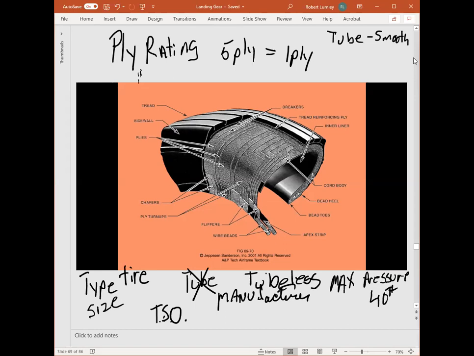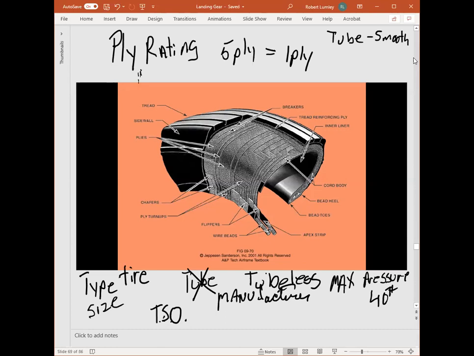Now, a tubeless type tire also has an inner liner, and that inner liner is designed to act as a tube to hold in the gas. But because there's no tube, the tubeless type tire's inner liner can be left rougher and is not smoothed out as much as a tube type tire.